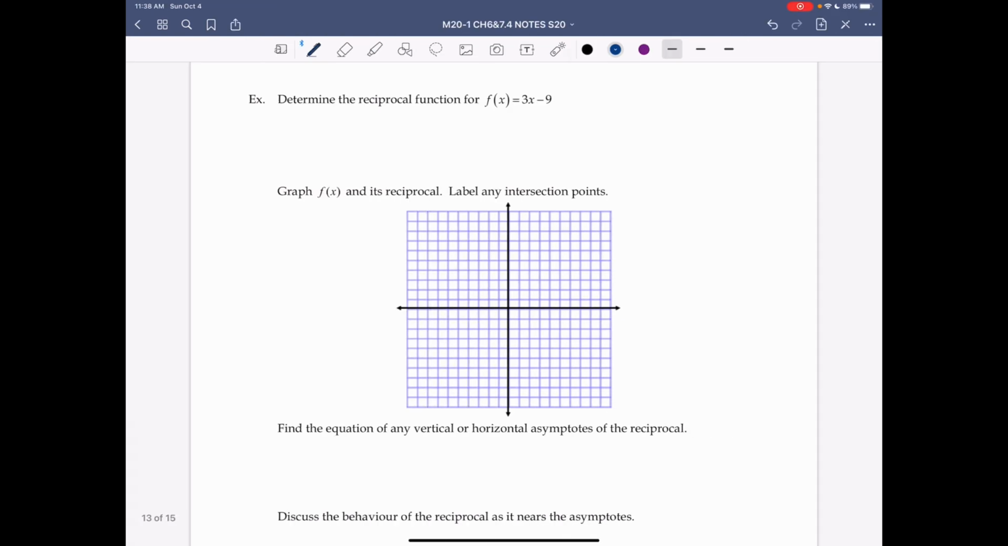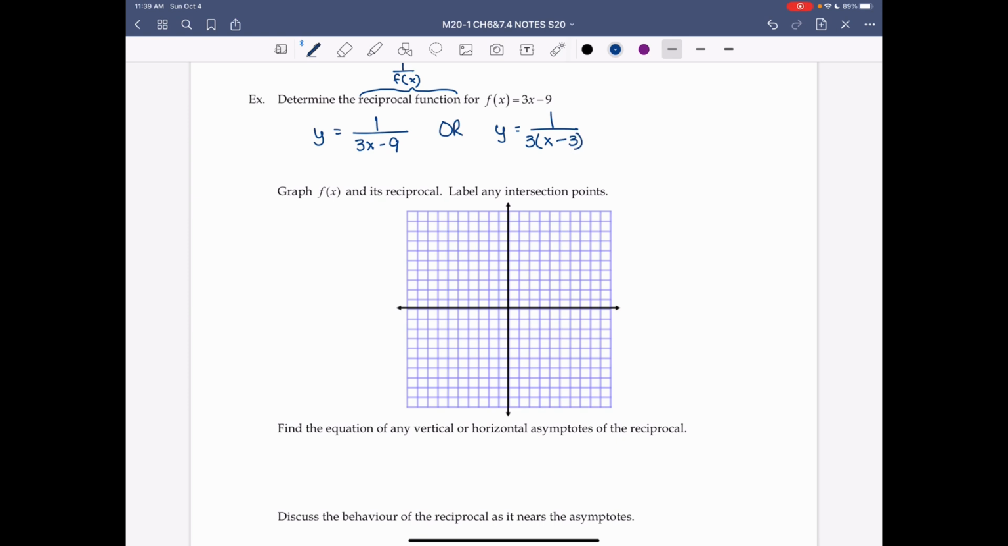Determine the reciprocal function for f of x equals 3x minus 9. As soon as we see reciprocal function, we need to think 1 over f of x. Our function in this case is 3x minus 9. So our reciprocal function would be y equals 1 over 3x minus 9. We can factor the bottom, so we could write this as y equals 1 over 3 times x minus 3.